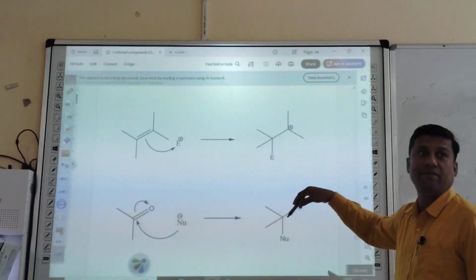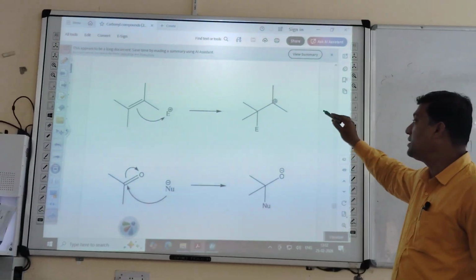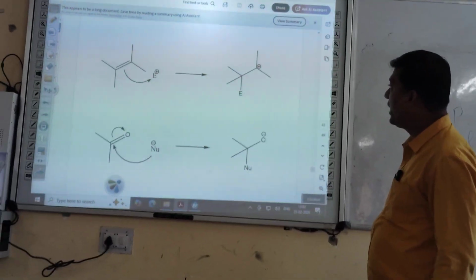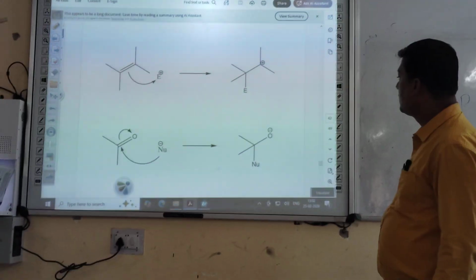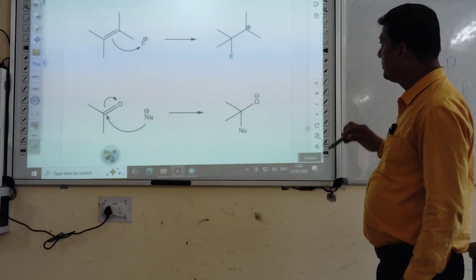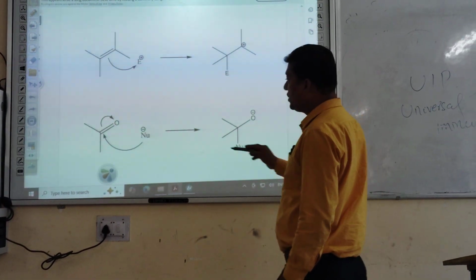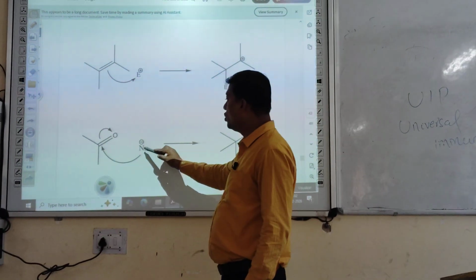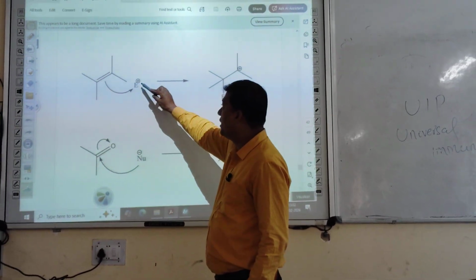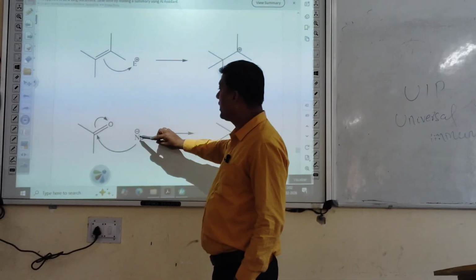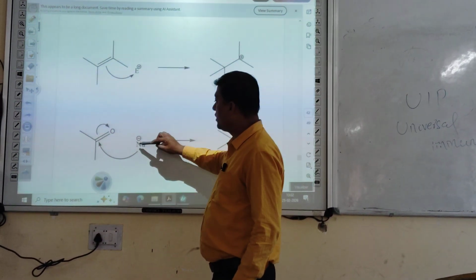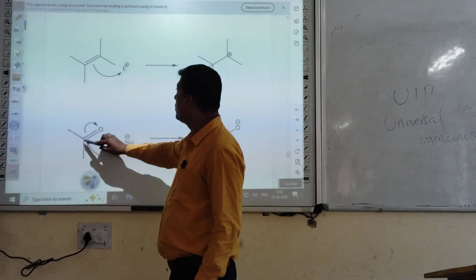Here that has been described. The diagram has been there. This is the nucleophile. This is the electrophile. The nucleophile attacks the central carbon.